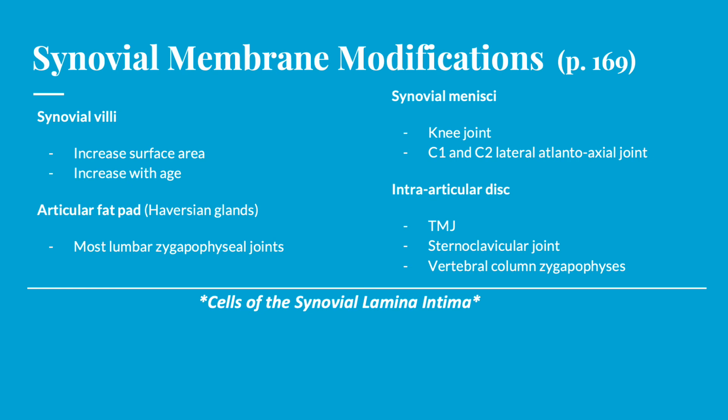Then you have your articular fat pads. They're also known as Haversian glands, so you want to know that AKA. And those guys are most concentrated and mostly present around those lumbar zygapophyseal joints. All right, then those synovial menisci. When you think of a meniscus, there's a lot of different places that those are found, but think of your knee joint, and then you've also got them around C1 and C2 at that lateral atlantoaxial joint. So those are going to just help create a tighter fit, so a better articulation between two joint surfaces.